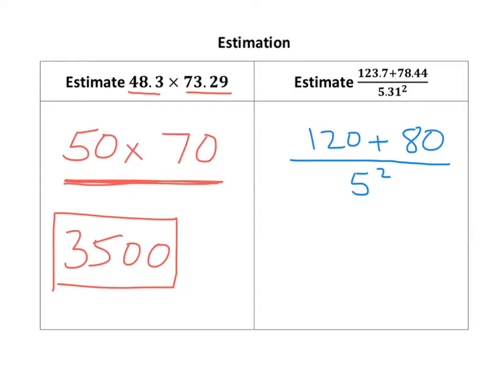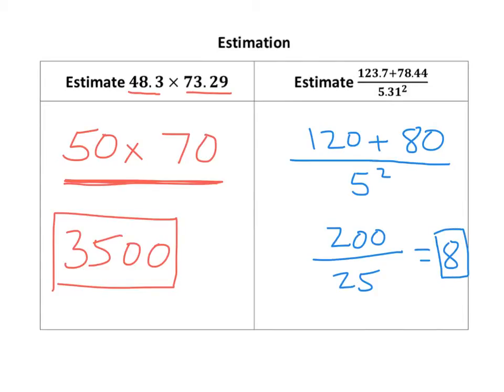Alright, so 120 plus 80 is 200, and 5 squared is 25. Now that works nicely. Alright, how many 25s in 200 is 8. Okay, so my estimation for that calculation is 8.